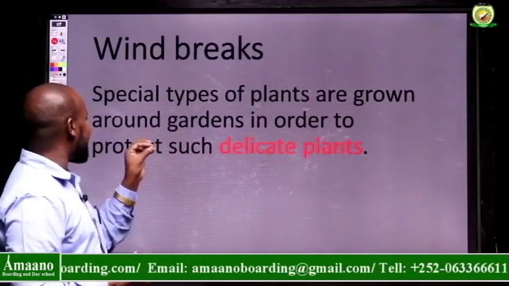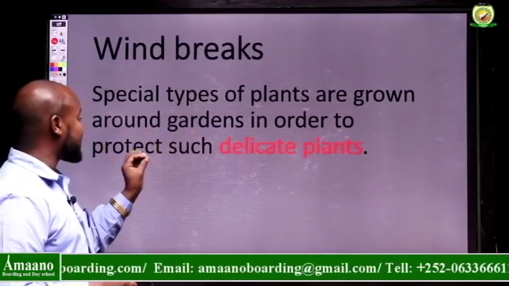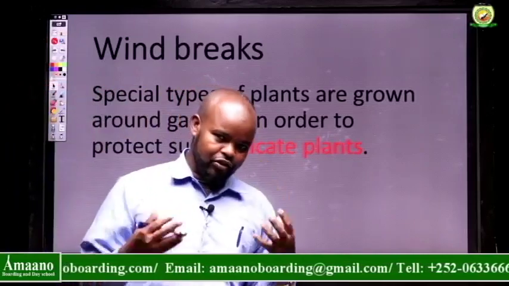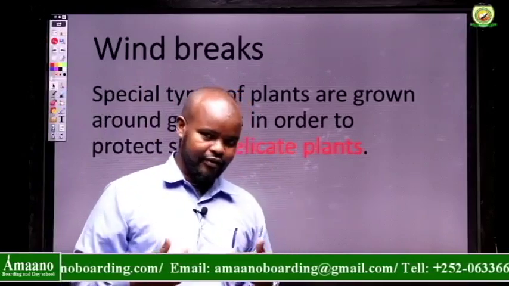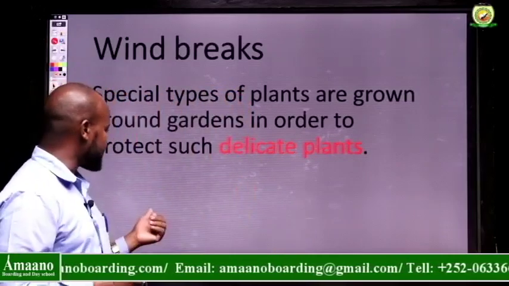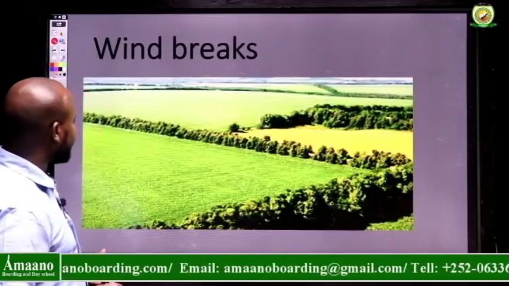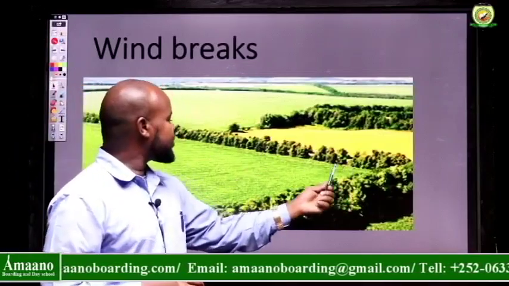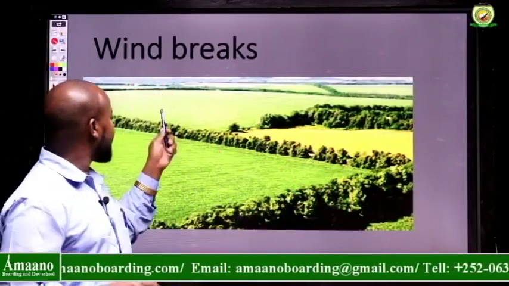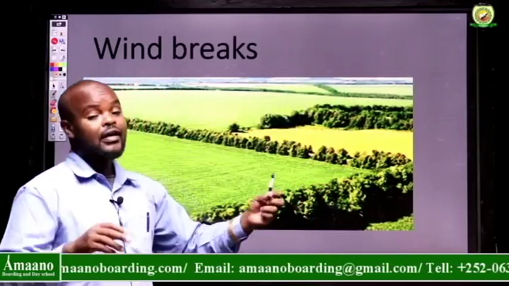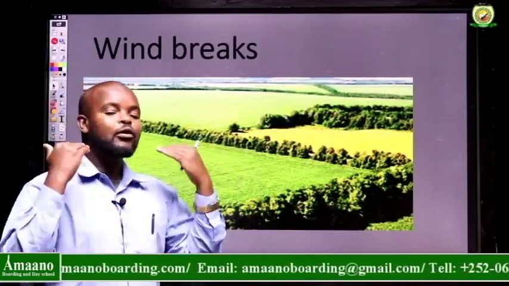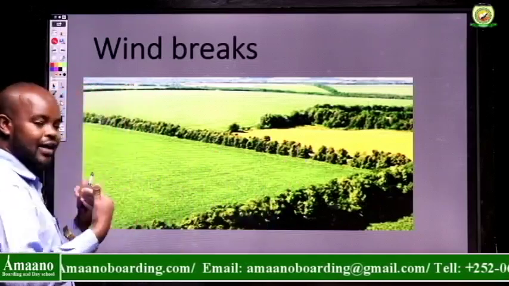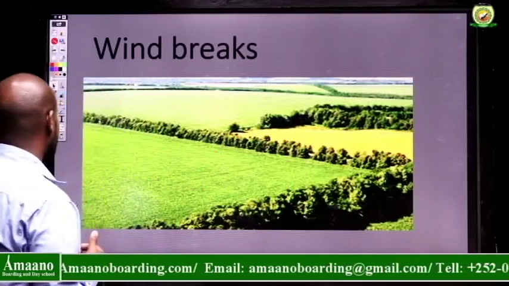Special types of plants are grown around gardens in order to protect such delicate plants. We don't use every plant to serve as a windbreak. We just use some of them, special ones. There's another picture here. Look, very beautiful picture. Here we have a farm. Look, these plants around the farm, and there are also others over there and back there. These plants serve as windbreaks. They protect the fragile and delicate plants and vegetables from strong winds blowing over the ground.